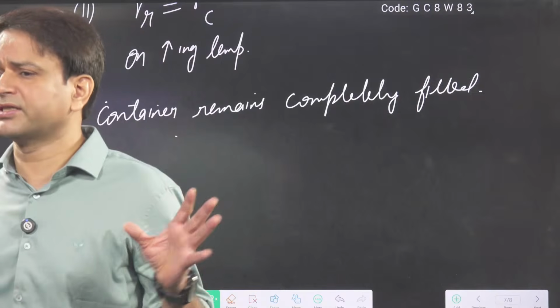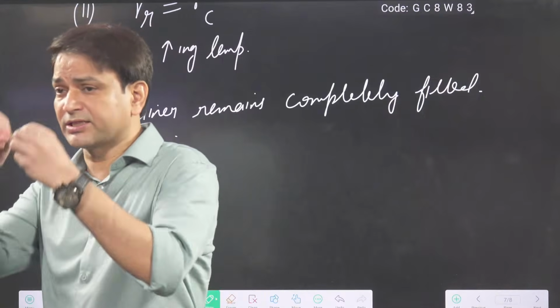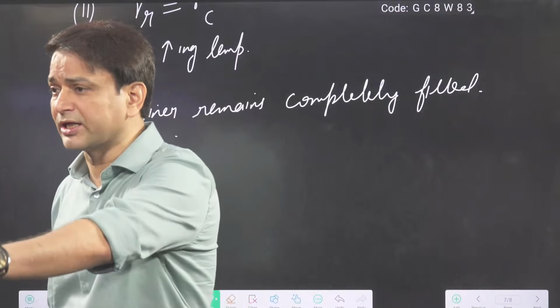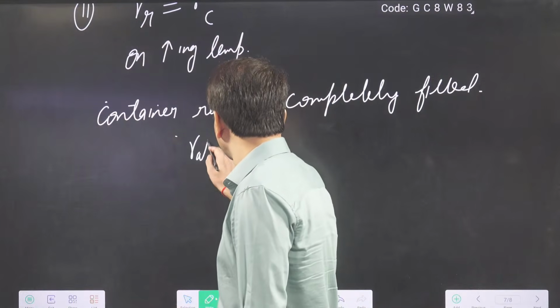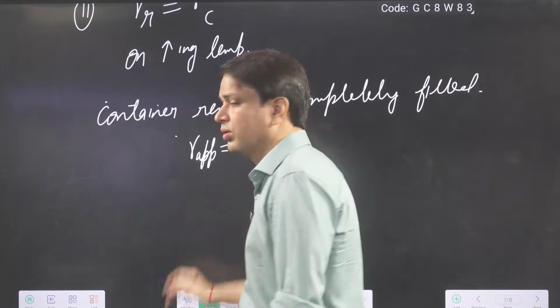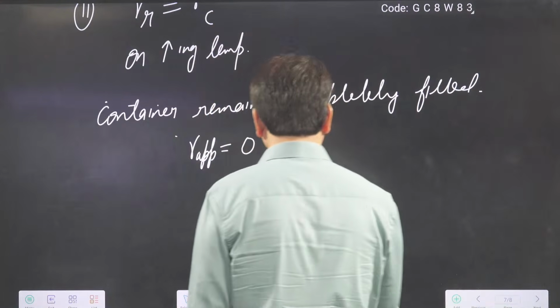There is no change in the volume, because we are not observing any change in the volume. So what will we say? There is no effect of temperature on the liquid. It means gamma apparent is equal to 0, because we are not observing any change in the volume of the liquid.